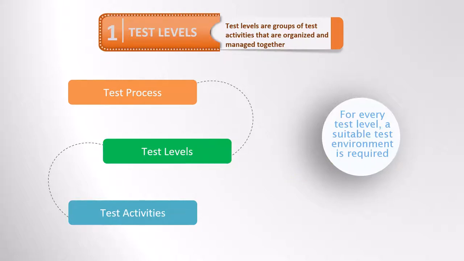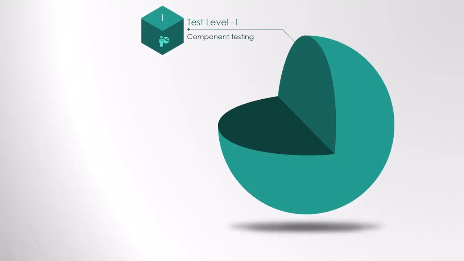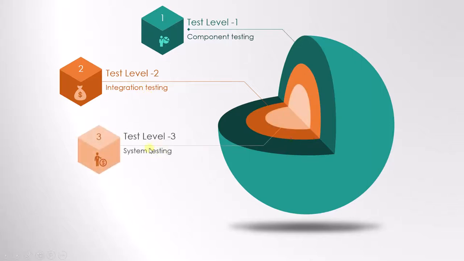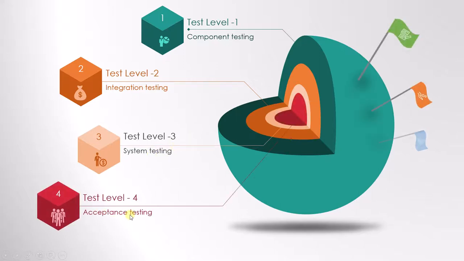With that said, let's look at different test levels. The first is component testing. As soon as our code is ready, we'll perform the component testing. Once that is done, the next level of testing is integration testing. Here you'll be able to see how two or more components interact with each other. Next, you'll carry out the system testing, after which you will do the acceptance testing.